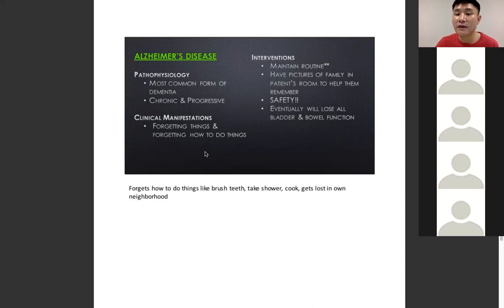Eventually they will lose all bladder and bowel function as well, so we have to assess for that. These patients will eventually forget how to do things like brush their teeth, take a shower, cook, and get lost in their own neighborhood.